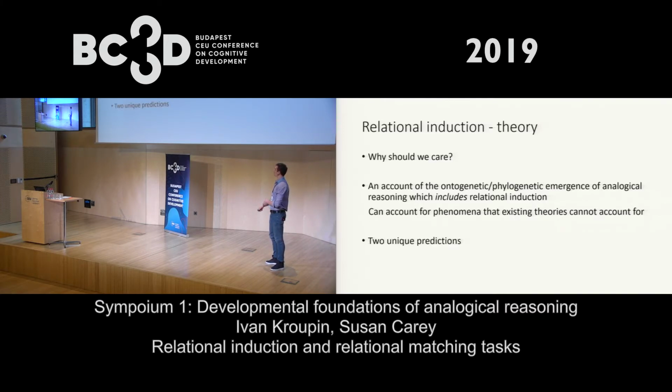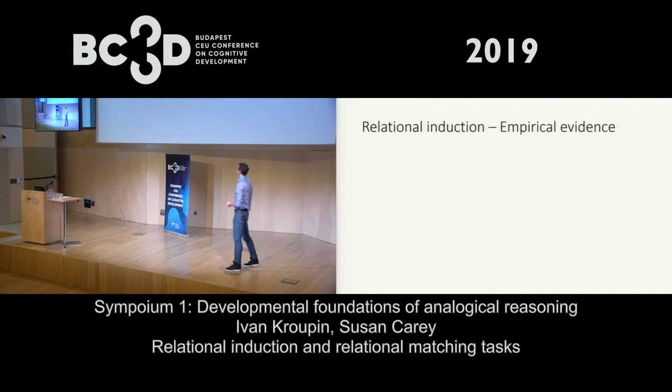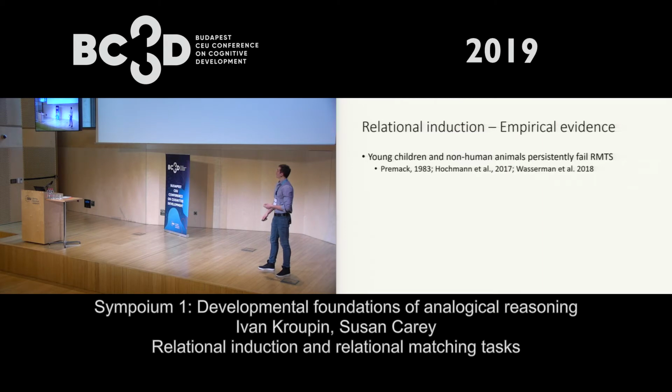And I'm going to try and support this claim with two unique predictions. The first of these comes out of an existing body of work. Previous literature has shown extensively that young children and non-human animals persistently fail relational match to sample. This is particularly striking in non-human animals, who will persist in failing a relational match to sample task even after tens of thousands of trials of training.